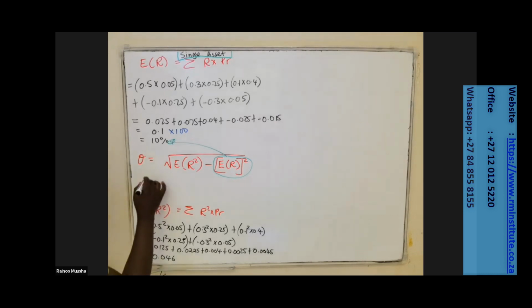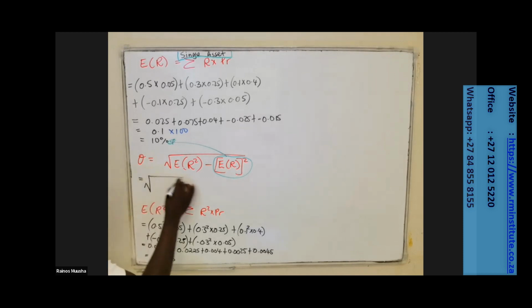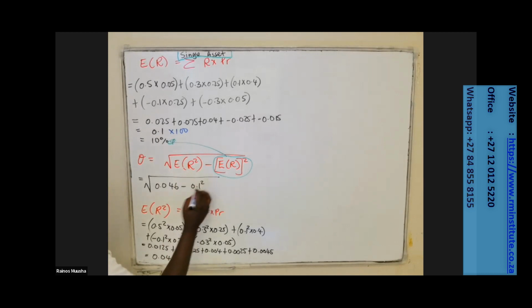So it means the standard deviation would be given as the square root of the expected value of your returns squared, which is 0.046, minus the expected return squared, in this case as a decimal 0.1 squared. So if you do the calculation there, how much would you get as your standard deviation?